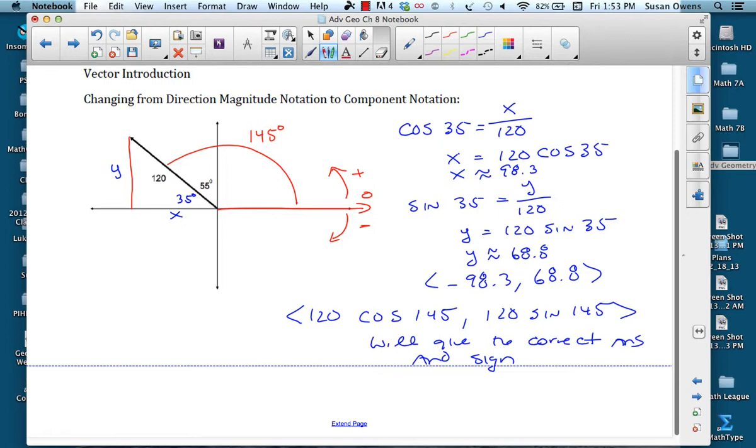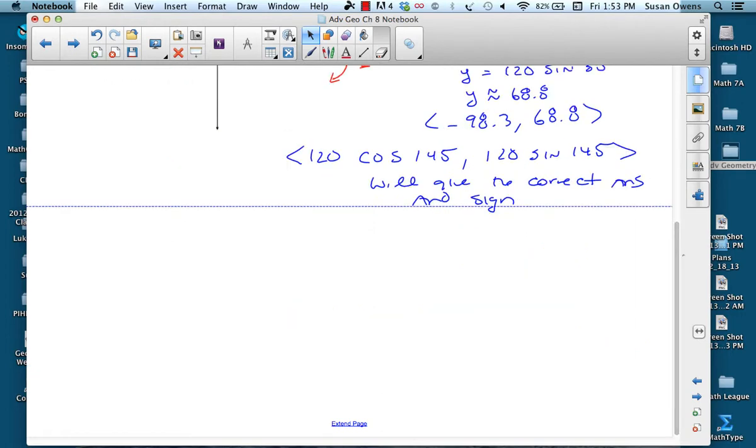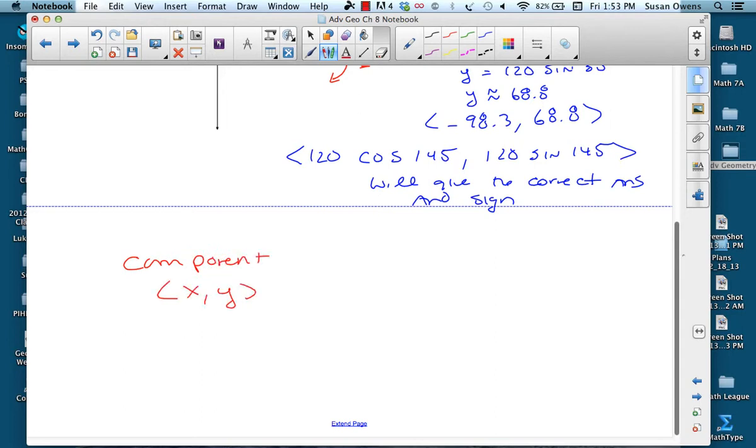Okay, so here is the formula if you're someone who likes formulas. To go into components, this is also called xy. What you do is you do the hypotenuse times the cosine of the angle, and you do the hypotenuse times the sine of the angle. That's easy.